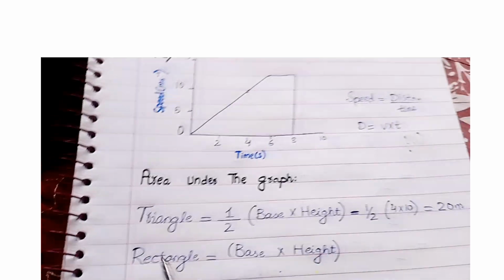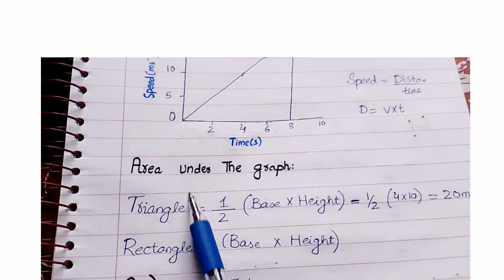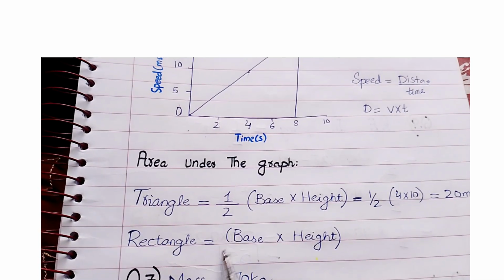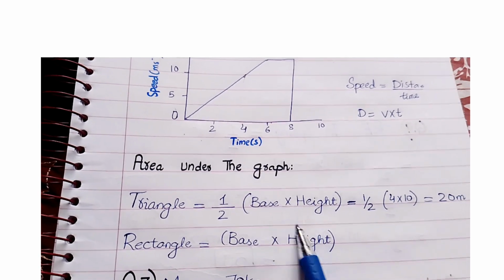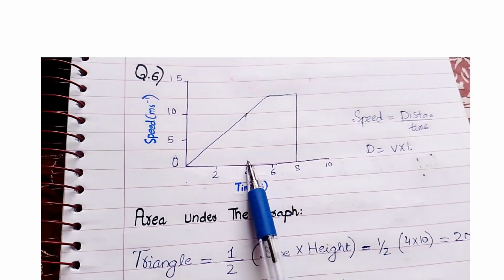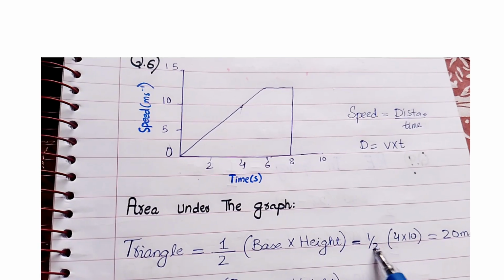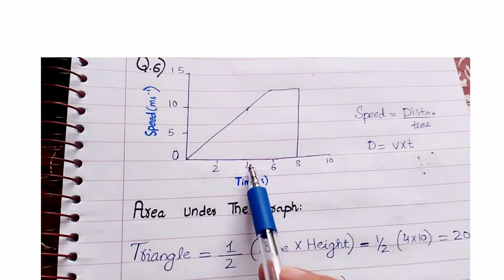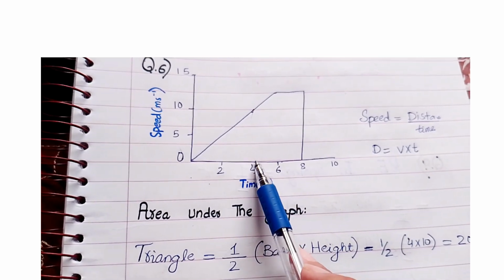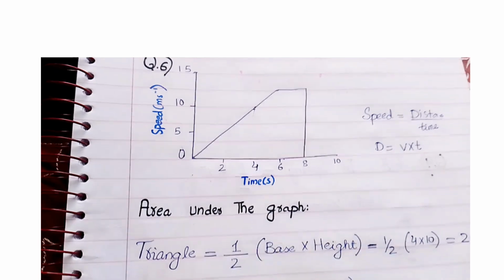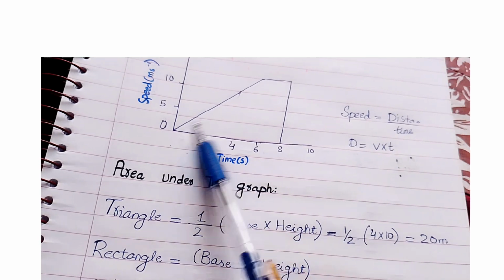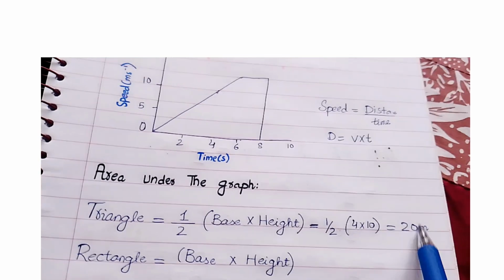So for the area under the curve, there are two types. There is the area for the triangle. In case of a triangle, we will use the formula 1/2 base into height, and in case of a rectangle we will use just base into height. It is not half, it's base into height. In our question it is a triangle, so we will use this formula. It will be 1/2 base is 4 seconds, because when the car reaches 10 meter per second velocity, its time is 4 seconds. So we will put the values of base, that is 4 seconds, and height, that is 10 meter per second, and we will calculate the distance through this.